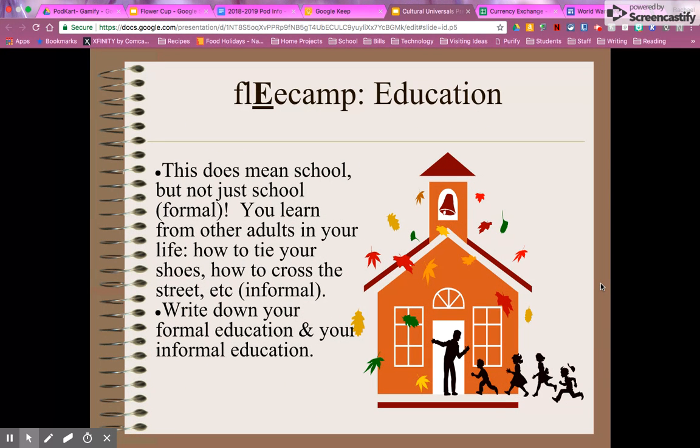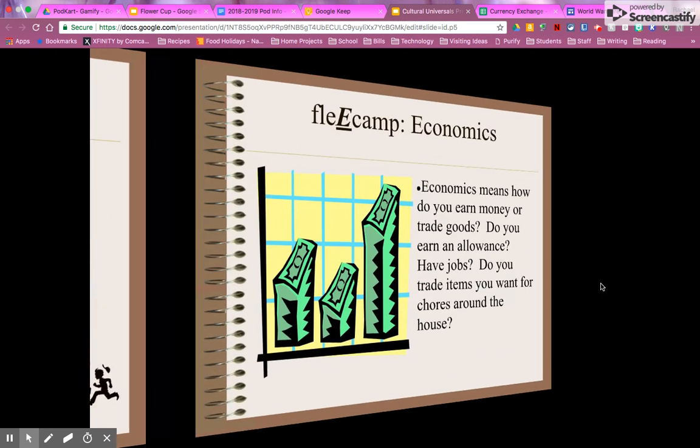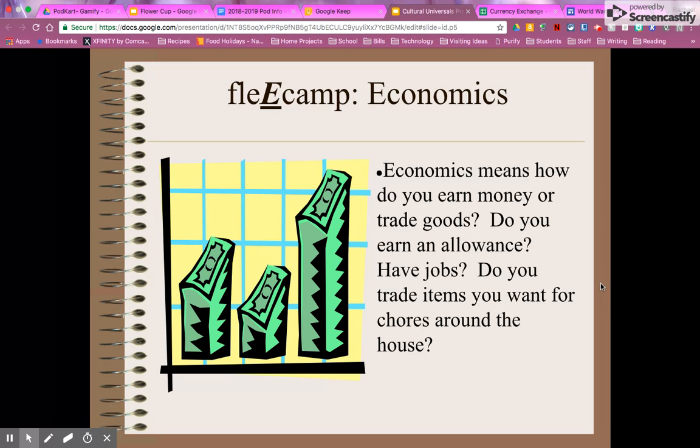The first E is education, and there are also 2 types of education. So there is school, which is formal, so you're going to school, you're learning. And then there's informal, so you learn how to cross a street or how to tie your shoes. So write down some formal and informal education that you may have experienced. So we have the F is family structure, L language, 1 E is education, and the other one is economics.